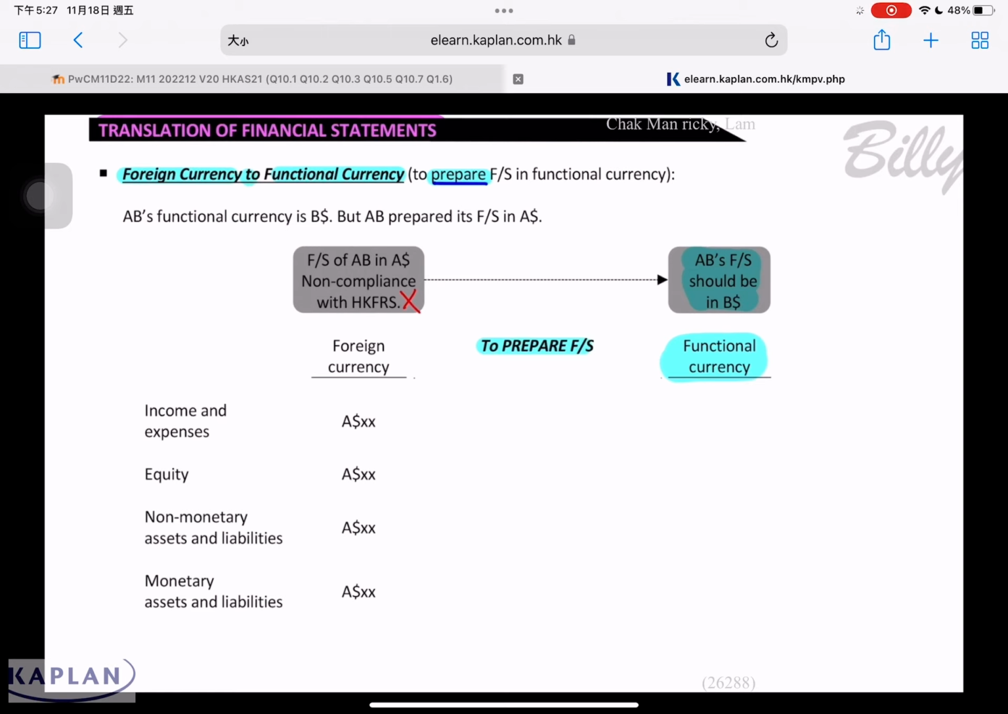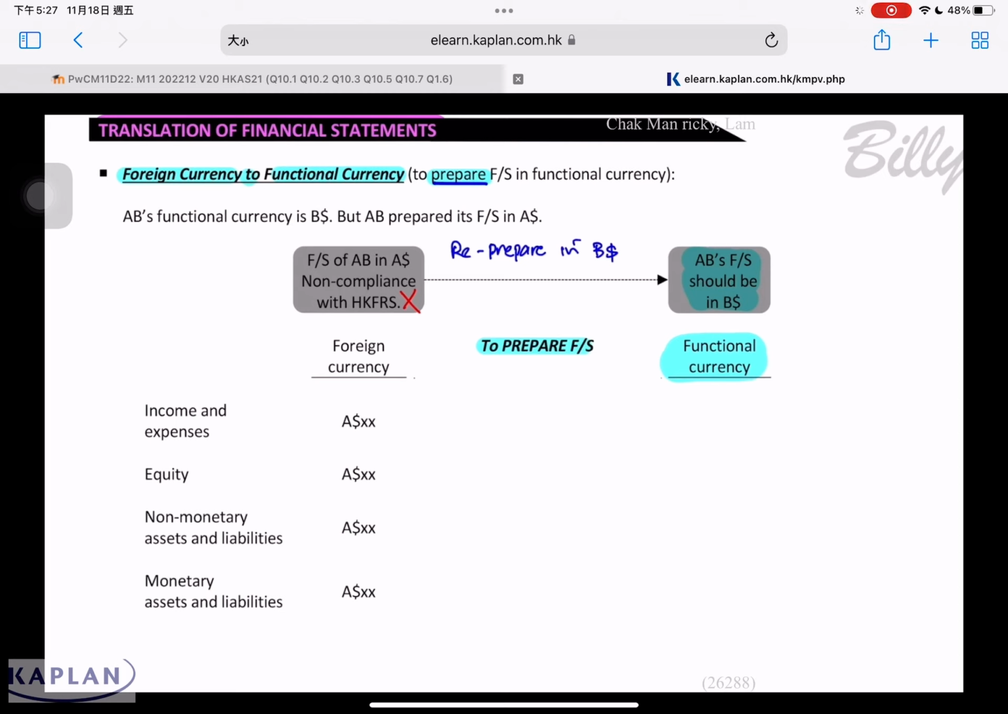For example, in country X, the government wants this company to prepare the financial statements in local currency for tax purposes. If you're in that country, your financial statements must be in the local currency. But the company's functional currency is not the local currency. The functional currency is B dollar. But you still have to prepare the financial statements in local currency because of tax purposes. To comply with AS 21, you must re-prepare the financial statements in B dollar.